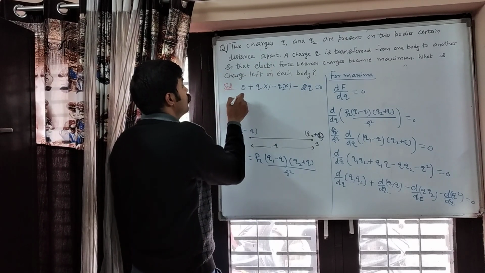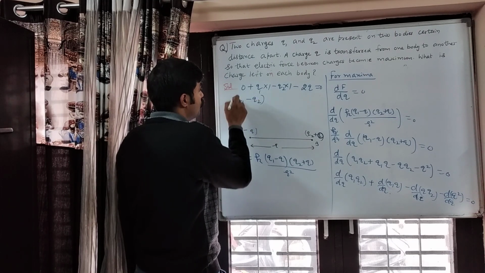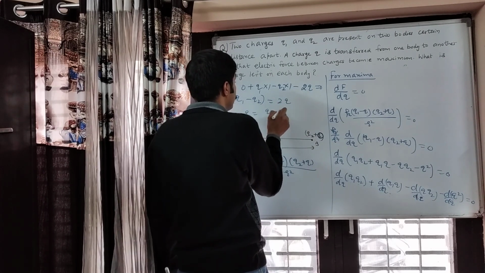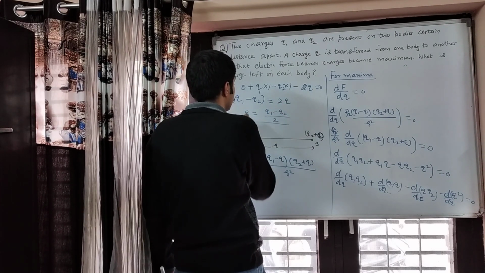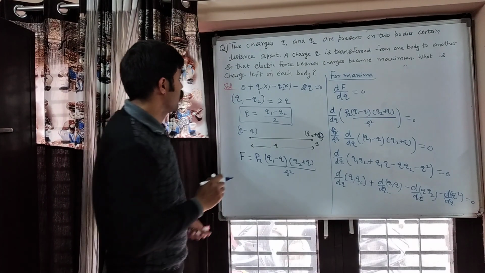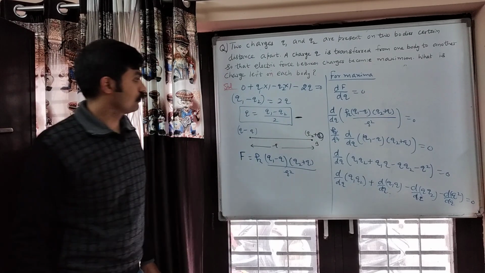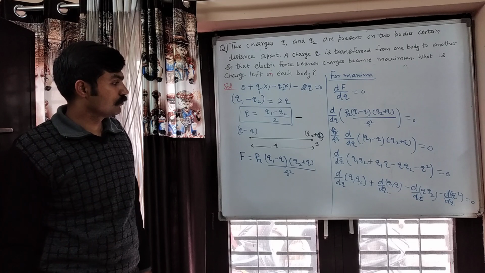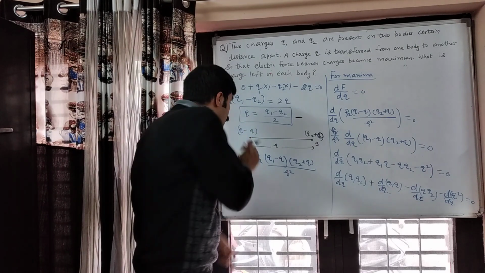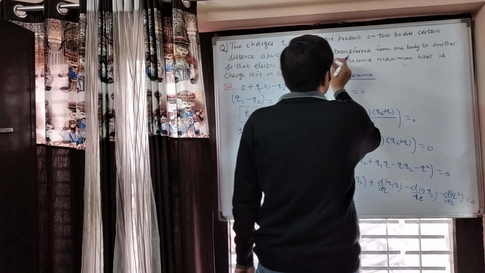So this will give you Q1 minus Q2 is equal to 2Q. So Q is equal to Q1 minus Q2 by 2. So this is the charge. This much charge should be shifted from body A to body B. So we have calculated the answer to the first part.